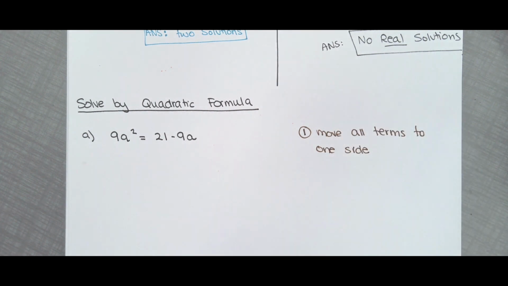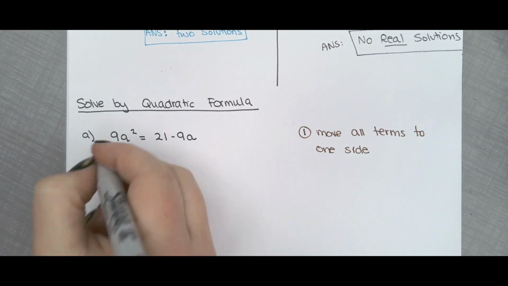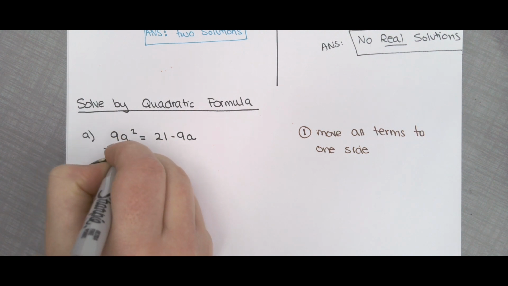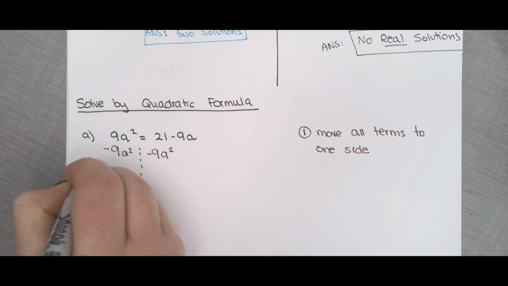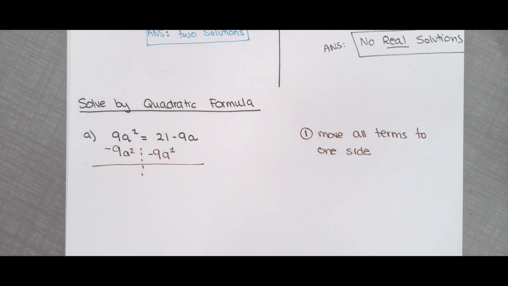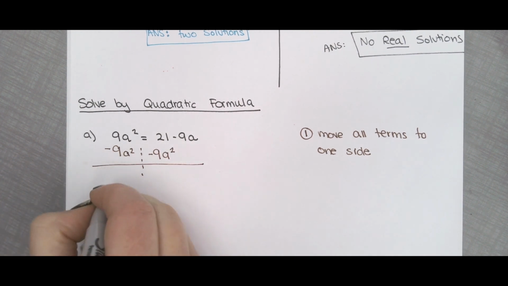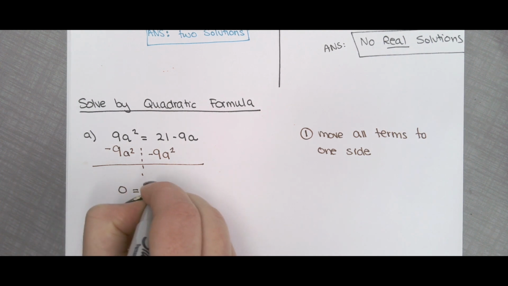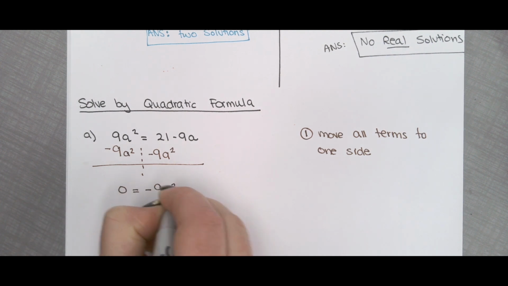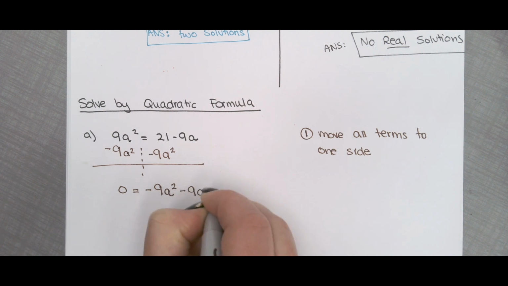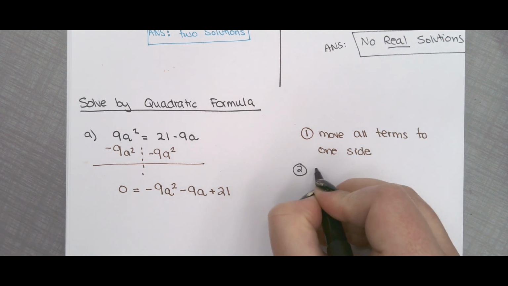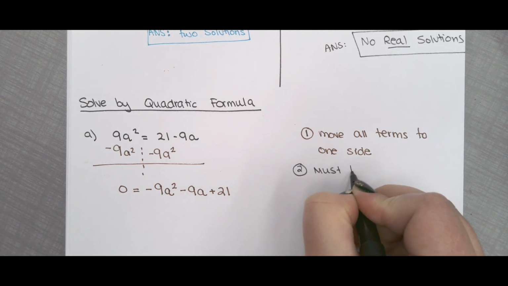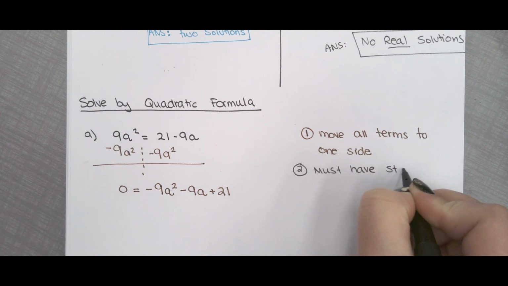Realistically, it doesn't matter if you move everything to the right or to the left. I'm going to subtract 9a squared from both sides just because I have 2 things already on the other side. If you have things to combine like terms, combine them. Here we don't have anything, so I'm going to say 0 is equal to negative 9a squared minus 9a plus 21. Now this right here, step number 2, you must have standard form.